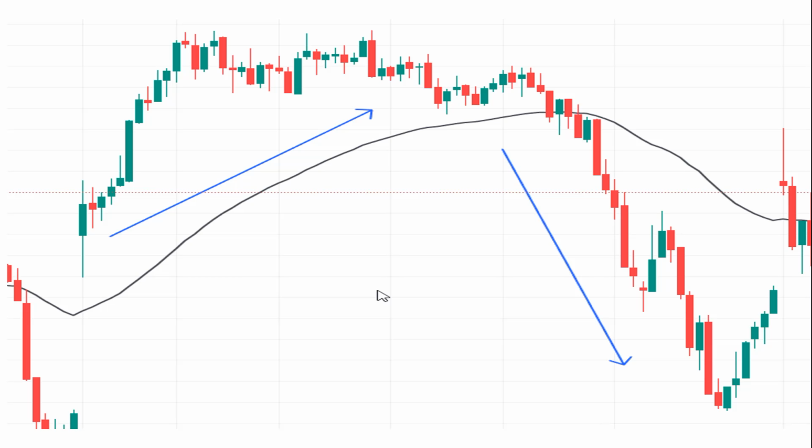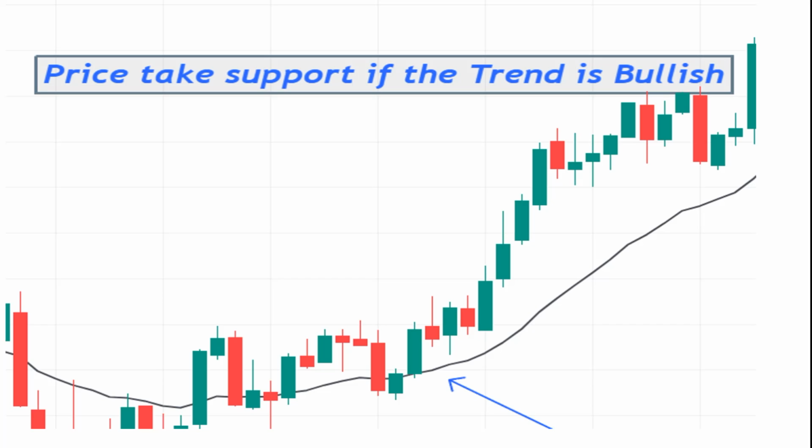What can we understand by using the EMA? If the price is above the EMA, the trend is bullish. If the price is below the EMA, the trend is bearish. So simply, if the price is above the moving average, we understand that the trend is bullish.